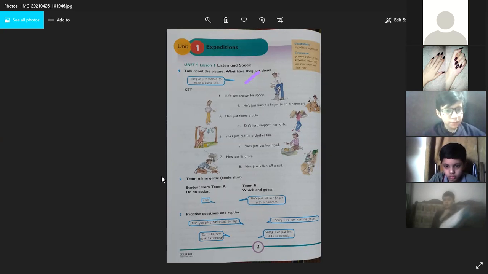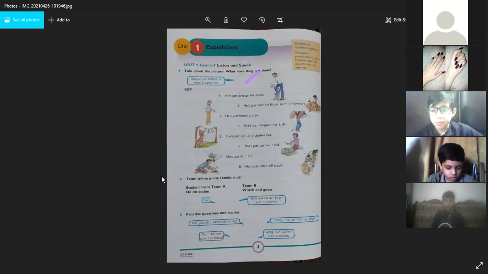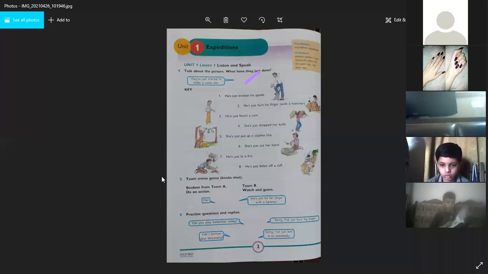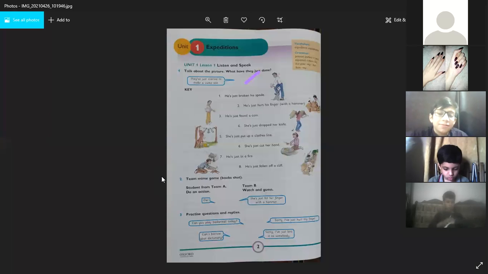Okay, so our chapter is expedition. What does expedition mean? An organized journey for a particular purpose. When you go on a journey, it could be any journey, you just organize your trip. You backpack your things, you take your important things with you, whether you are going for hiking, mountaineering, or any other trip, and then you go on a trip. So expedition is an organized journey for a particular purpose.